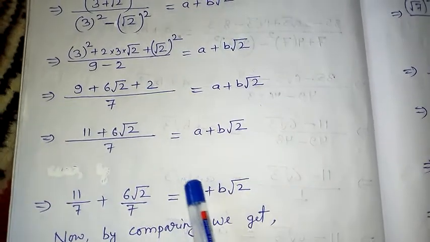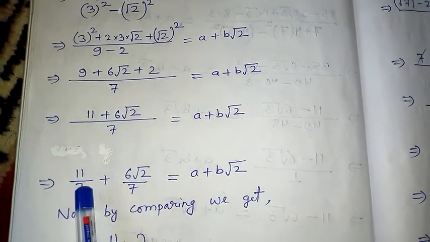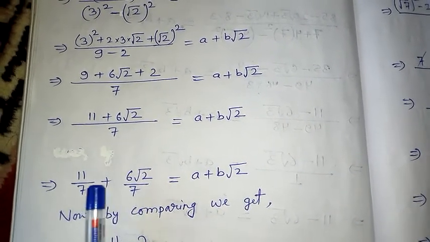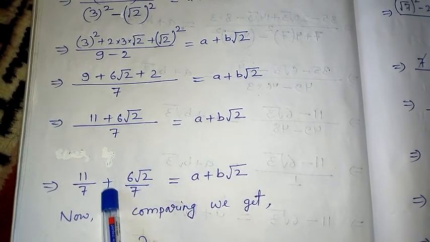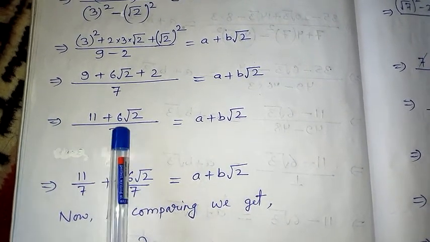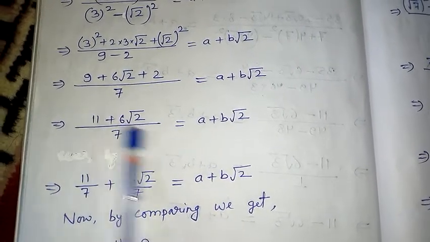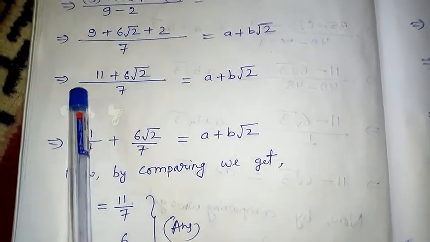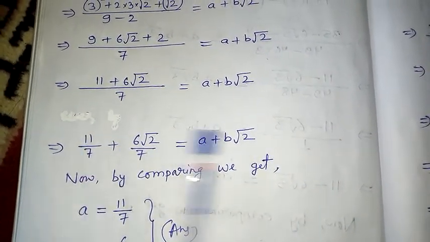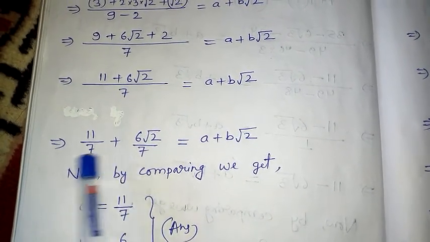This is same. Next, as you know, I have to make a and b separate. So what I am doing, this 7 denominator I am giving in both the places. Like 11 by 7, this plus comes in the middle, 6 by 7 root 2. That means I am separating the denominator for both the coefficients, first one and second one, because we have to compare with a and b. I cannot keep it combined because I have to separate it for a and b. So for separation I am putting this 7 in 2 places.